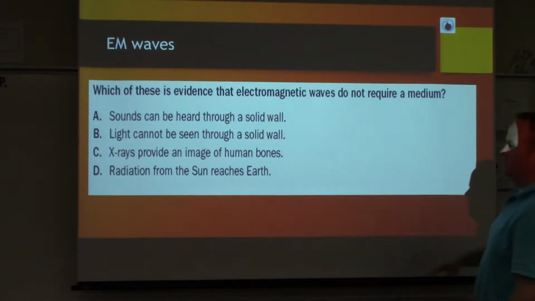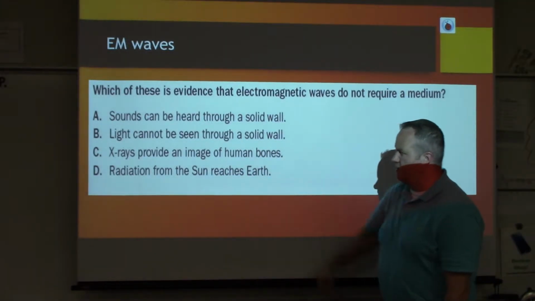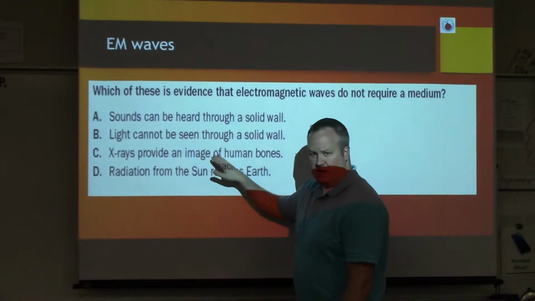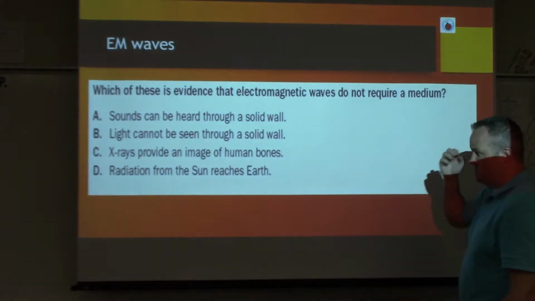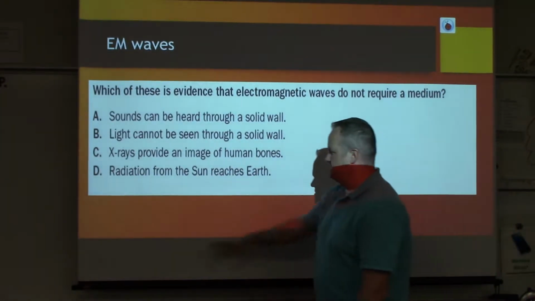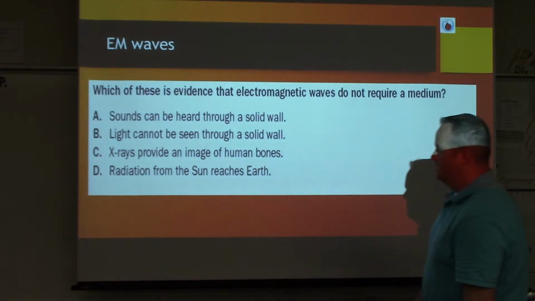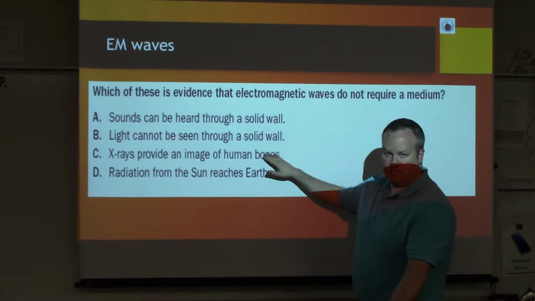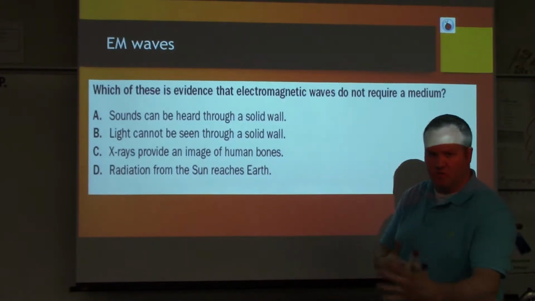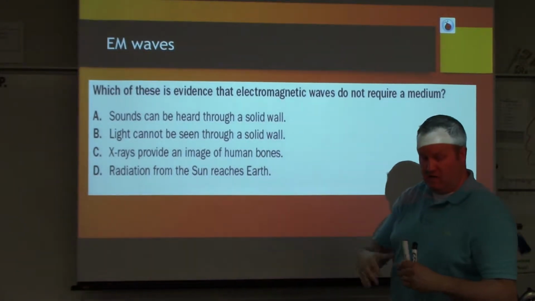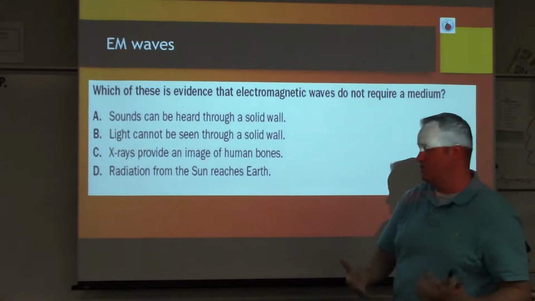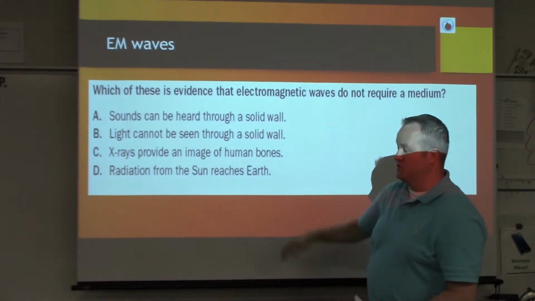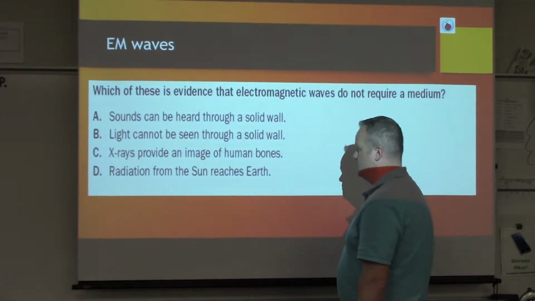Okay, so each of these is talking about some kind of energy. We have sound energy, light energy, X-rays, that's another type of light energy or electromagnetic energy, and then emissions down here, the light from the sun. So here's the idea. X-rays actually can go through some human matter, and there are some parts of the human body that cannot be penetrated by the X-rays. This says light cannot be seen through a solid wall. Sounds can be heard through a solid wall.